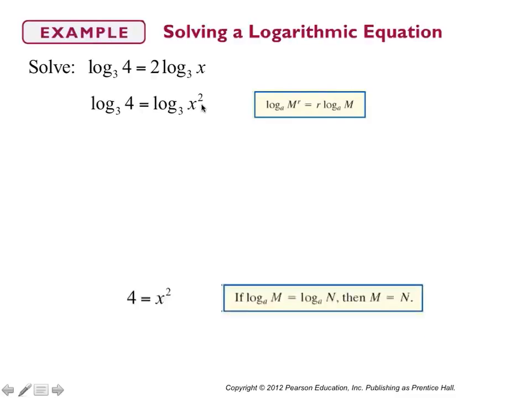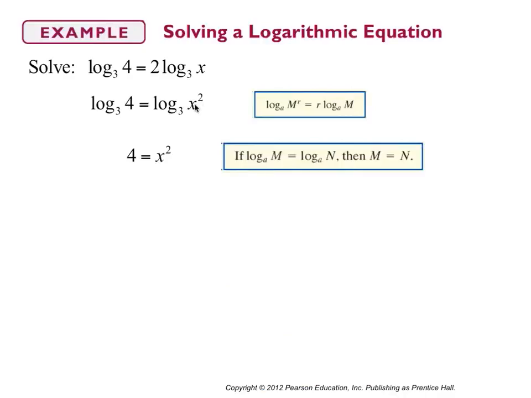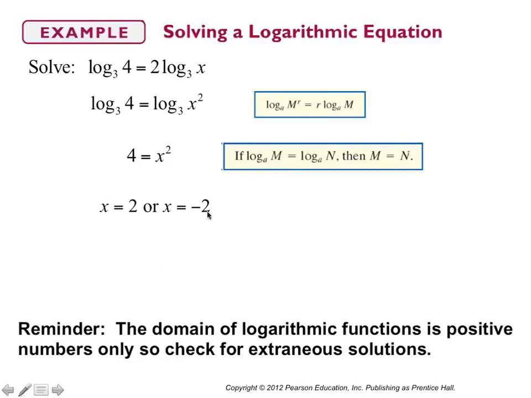And then if you remember, anytime you have the same bases, you can just drop the logs, because we know that 4 has to equal x squared. If we solve this, we get 2 or negative 2. Now, I cautioned you about ending up with more than one solution, because the domain has to be positive numbers, so we might have extraneous solutions, just like we did when we had roots. If we try plugging negative 2 in, you'll notice you have log base 3 of negative 2, which is no good.